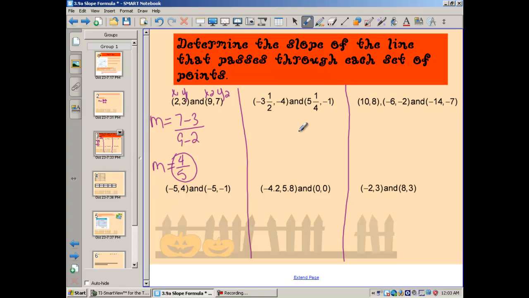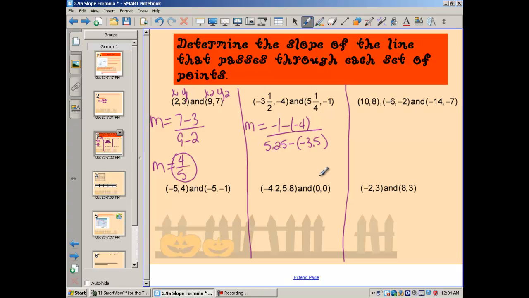Next one. I have negative 3 1/2, negative 4, and then 5 1/4 and negative 1. I know there's fractions here, but these fractions make nice pretty little decimals, and we're going to convert to make this easier to calculate. So y2 is negative 1 minus y1 is negative 4, over x2 is 5 1/4 minus x1 is negative 3 1/2.